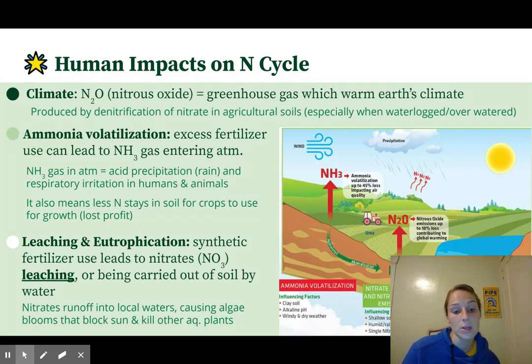What nitrates can do is cause algae blooms, because remember that algae are like plants. So they see nitrogen and they also thrive on it, just like the plants being fertilized do. And when they thrive on it, it causes a bloom that blocks out the sun, and it can kill the other aquatic plants that are living in the water there.